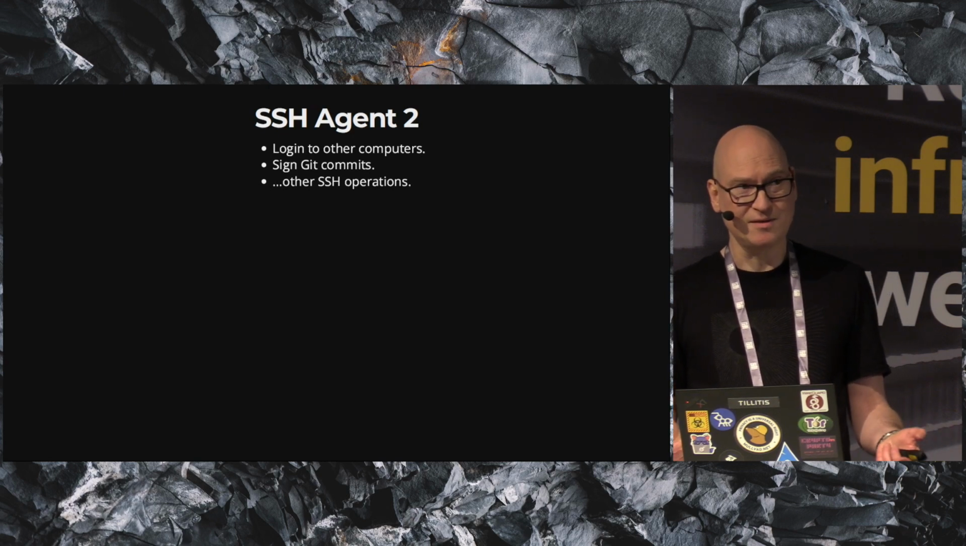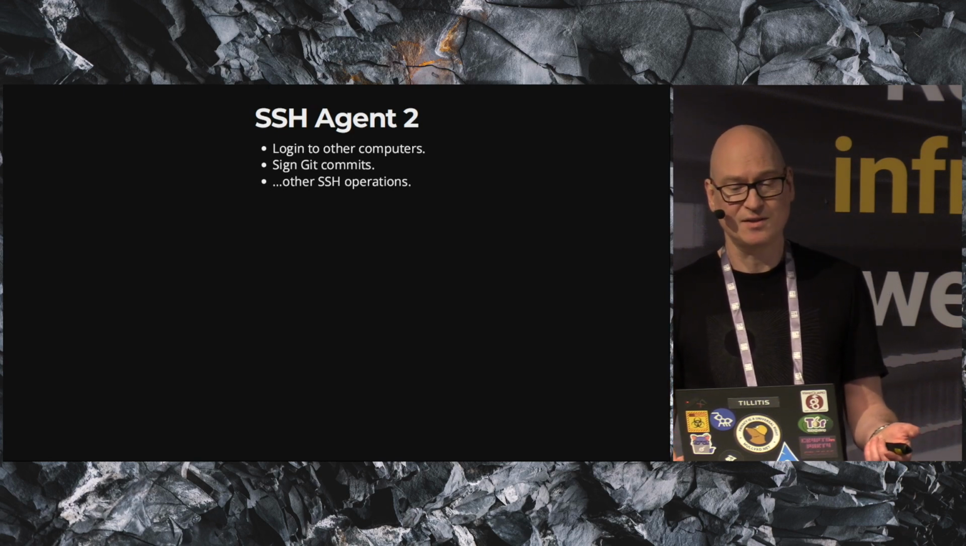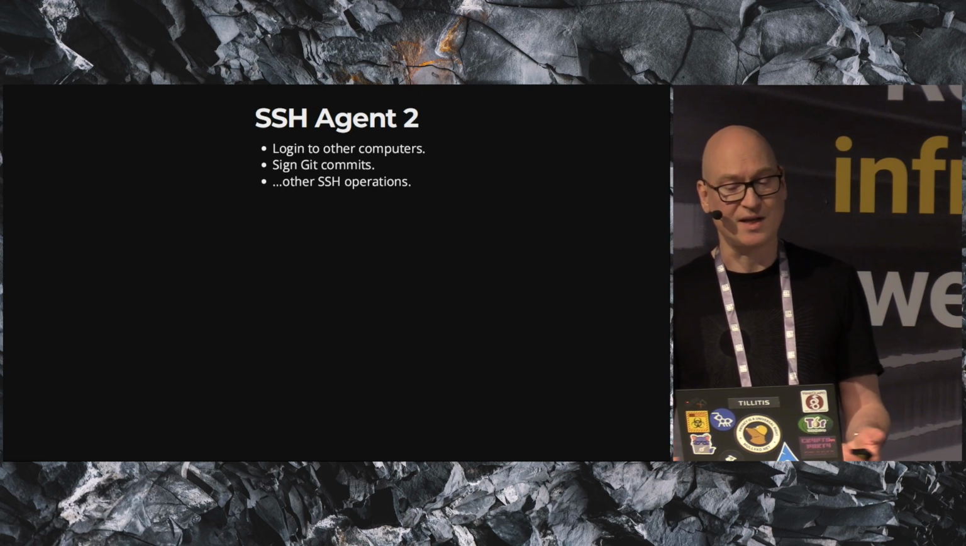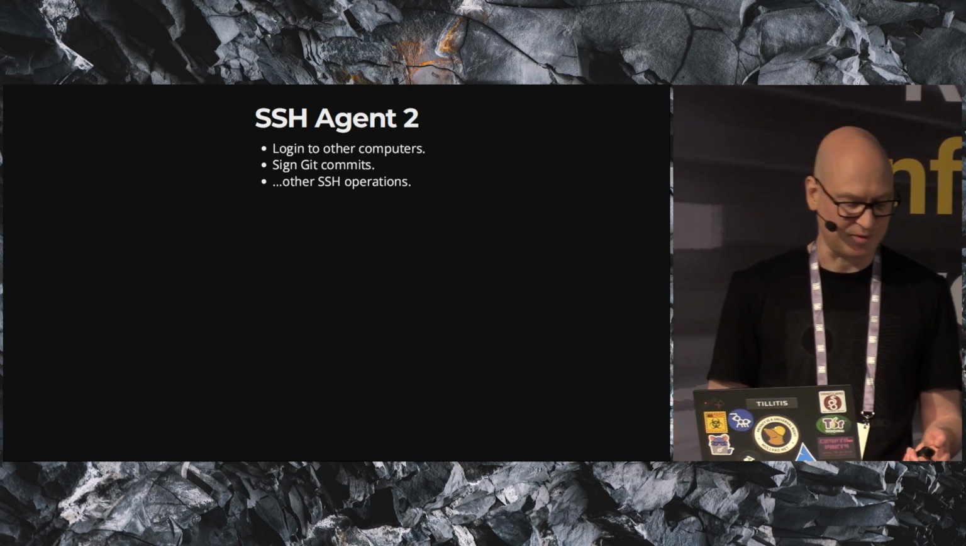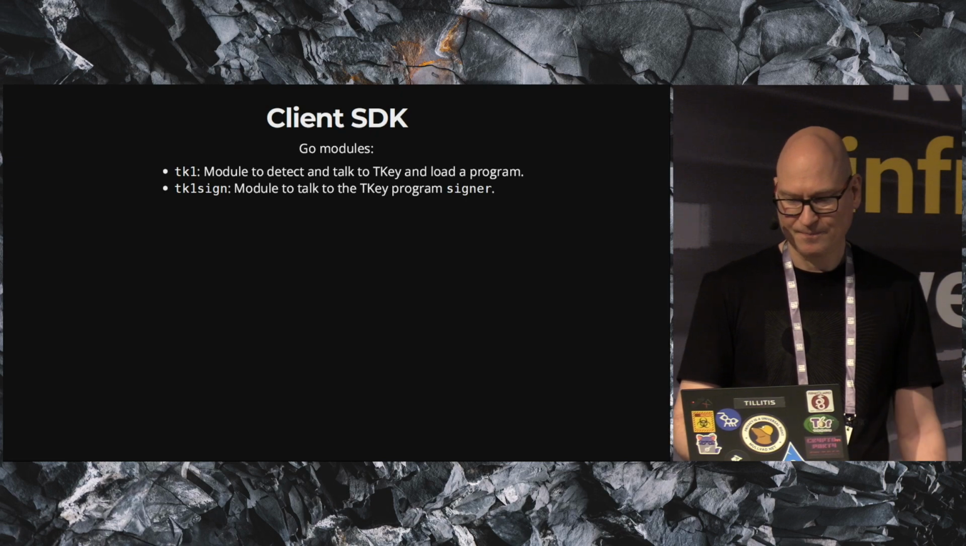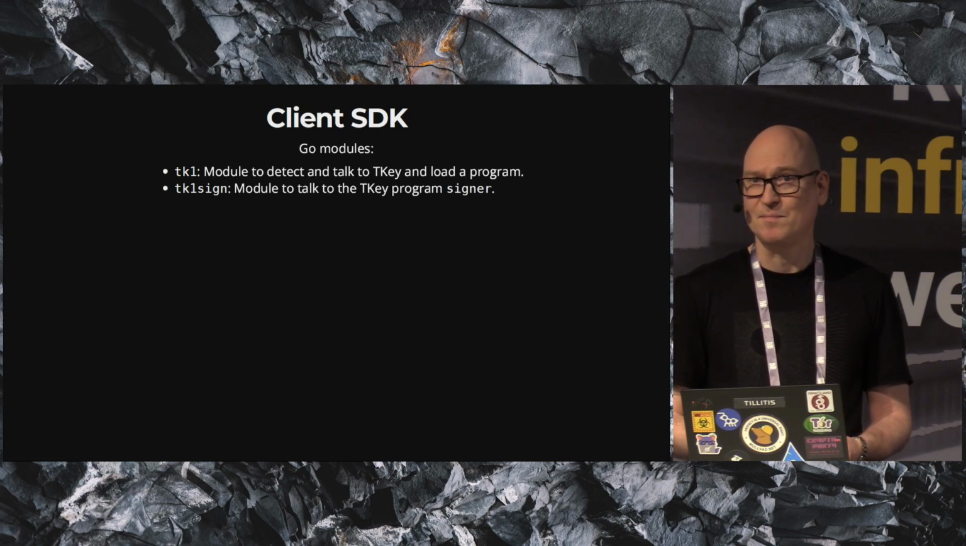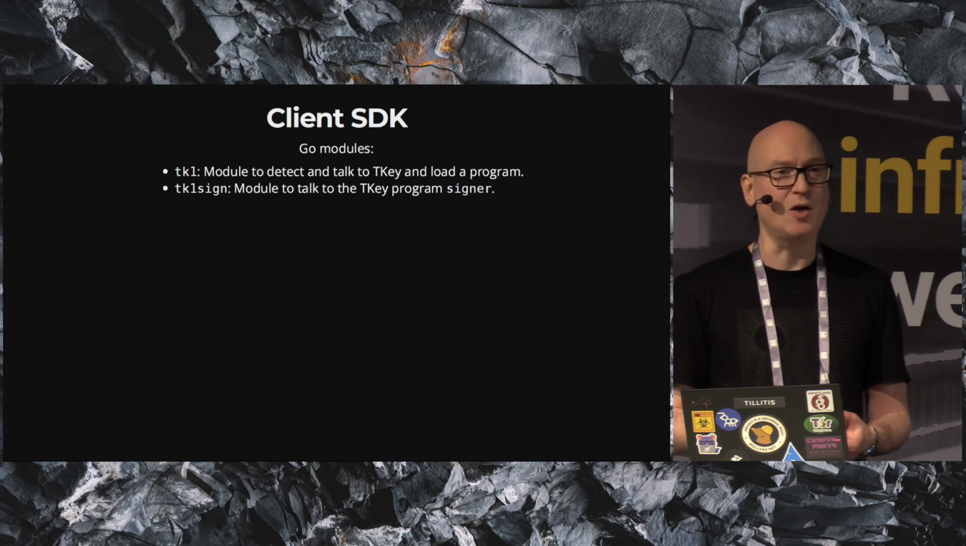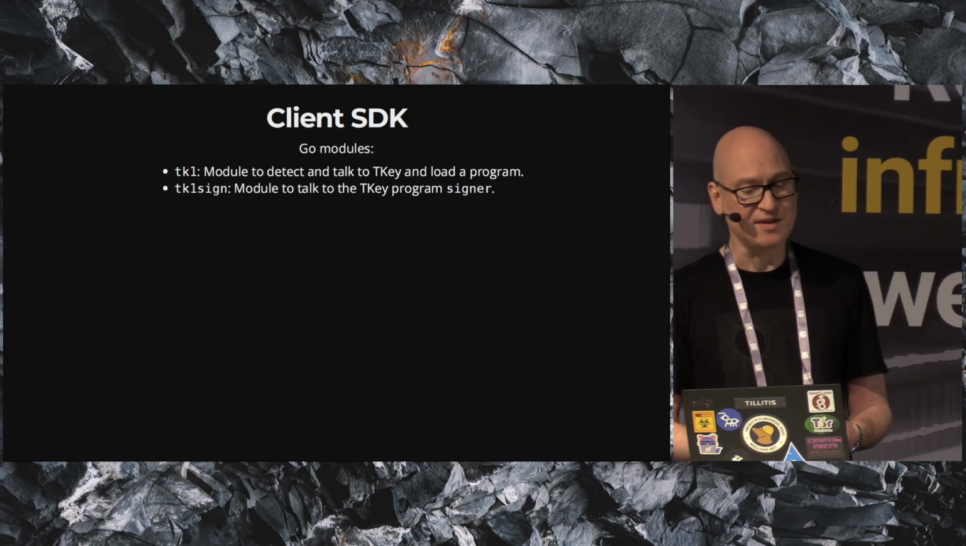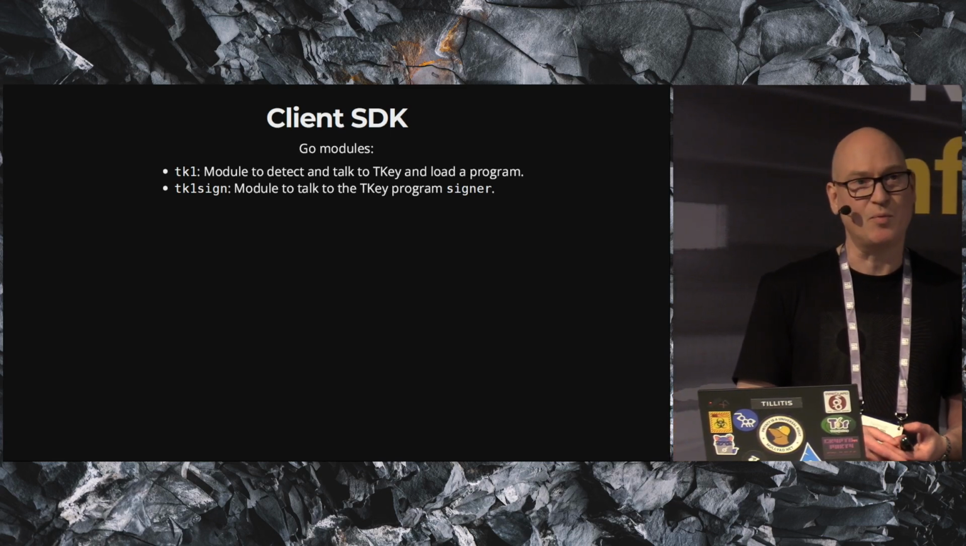You can use the agent like an ordinary SSH agent and log into other computers, sign Git commits, and do other SSH operations. So far, our software development kit on the client is mainly 2 Go modules. TKey1 is a module to detect and talk to a TKey and load a program. And TKey1 Sign is a module to communicate with the TKey program Signer.